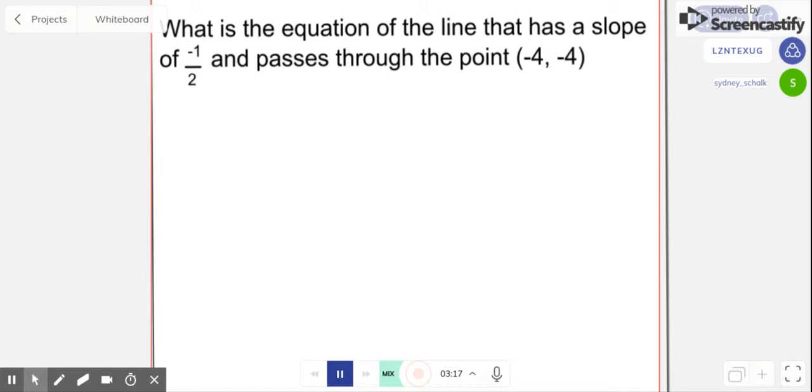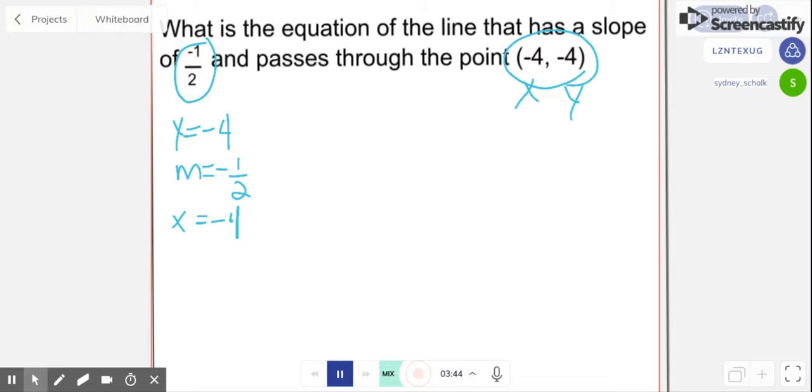So this one says, what is the equation of the line that has a slope of -1/2 and passes through the point -4, -4? Well, that first -4 is our x value. Second one is our y value. So we first want to list out what we know. We know our y is -4, our m is -1/2, and our x is -4. We don't know what b is.